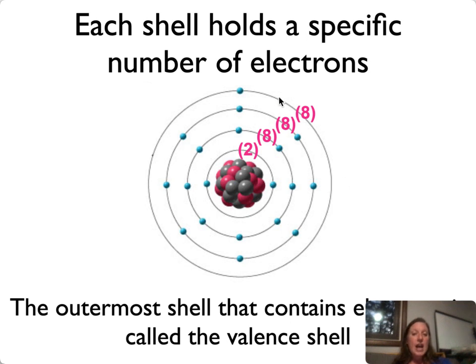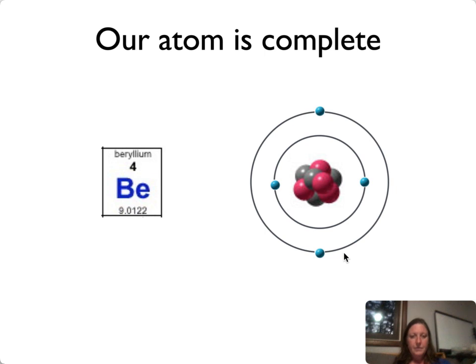The outermost shell that contains electrons is known as an atom's valence shell. This is important because it's the electrons in the valence shell that actually do the bonding with other atoms. In other words, this is where the chemistry happens. Everything that's full and inside of that isn't really interacting. Okay, so for beryllium, we have our 4 protons, our 5 neutrons, and 1, 2 in the innermost shell, 3, 4 electrons. And now our atom is complete.